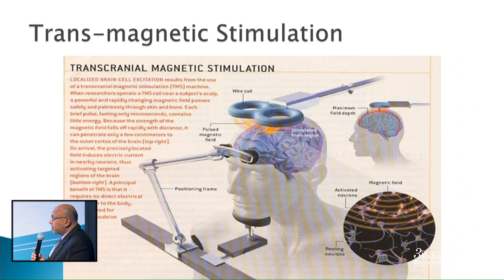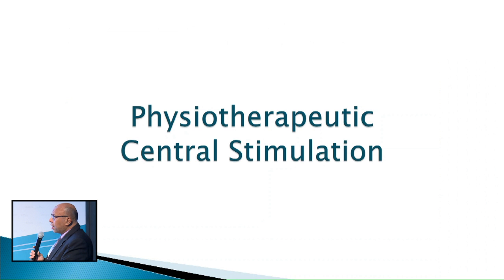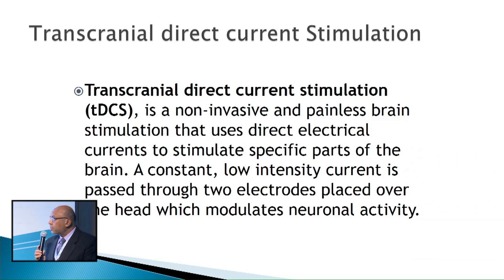Also, transmagnetic stimulation induces stimulation of the brain through a magnetic field. And the magnetic field will induce an electric current, which stimulates different areas of the brain according to the localization of the transmagnetic stimulation. Now, we are going to concentrate on physiotherapy central stimulation. The first one is transcranial direct current stimulation.